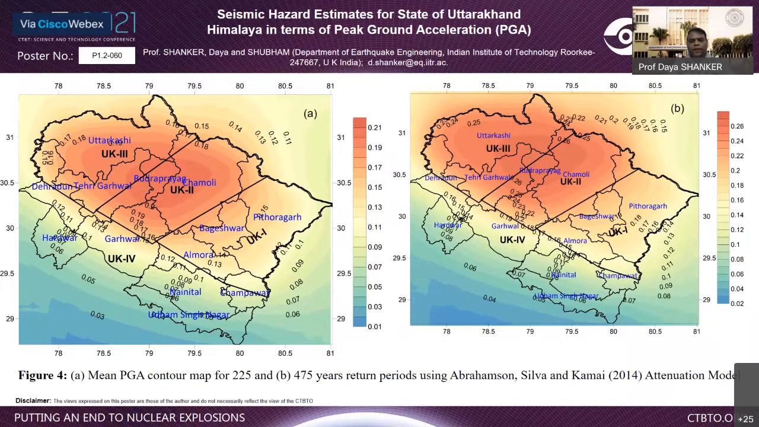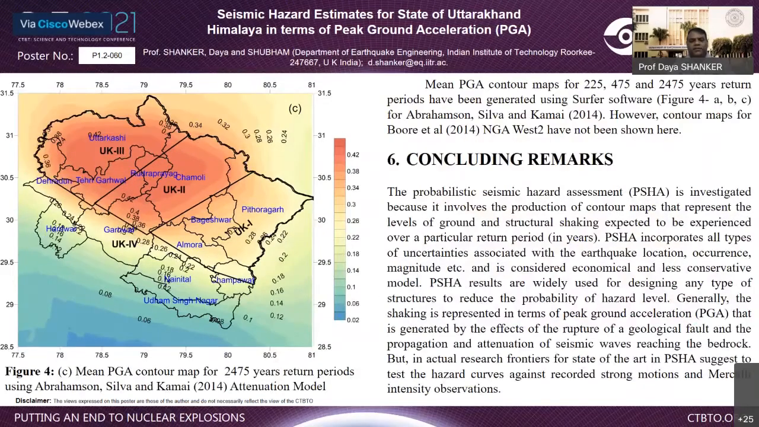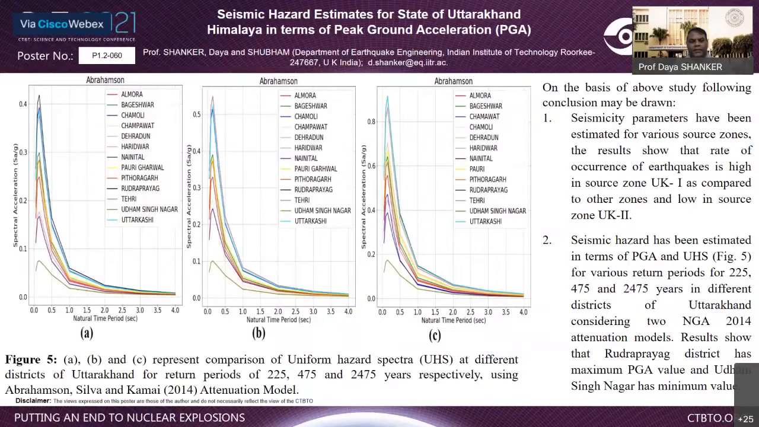So for all the 16 districts, we have calculated the peak ground acceleration, and the uniform hazard spectra have been estimated and reported.